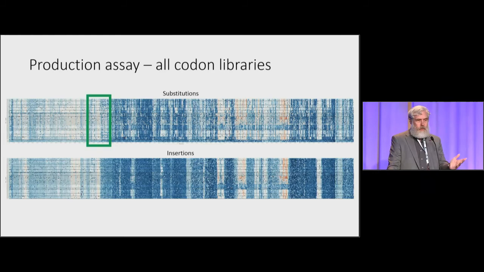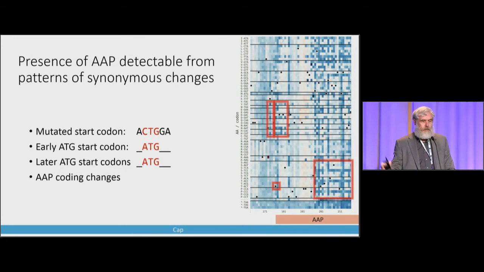So this is doing the entire capsid region from stem to stern, every single base pair, every single possible codon change, so 64 codons at every position of the virus, both substitutions and insertions of all sorts. And then we're just going to blow up the green section. Those of you who are AAV aficionados will recognize the AAP, which is one of these overlapping reading frames over the cap gene. The red boxes are little blow-ups which we don't need to go through in detail right at the moment, but they show the start codon, which in this case is a CTG, or other later start codons, which are ATGs.